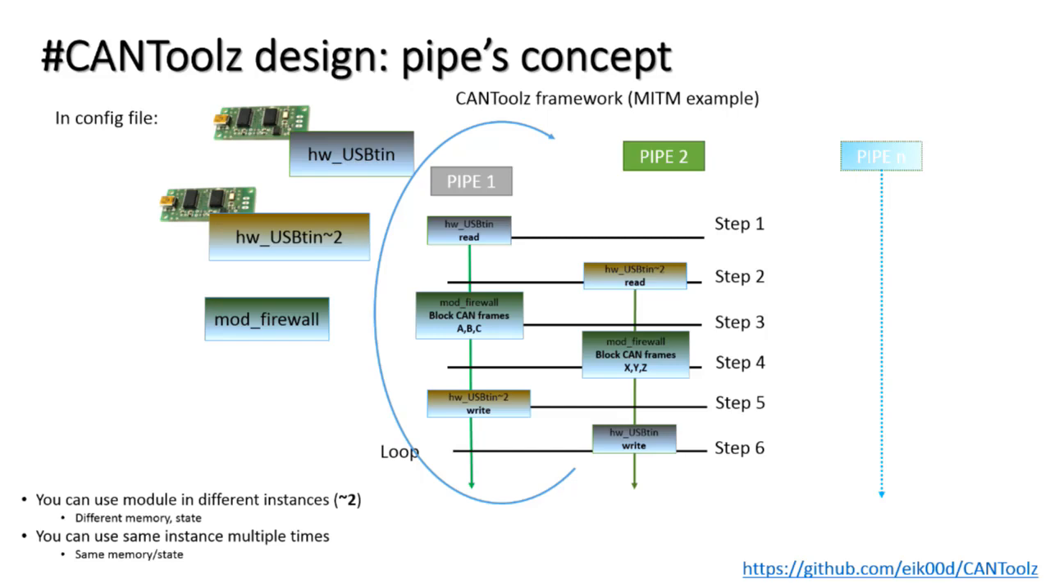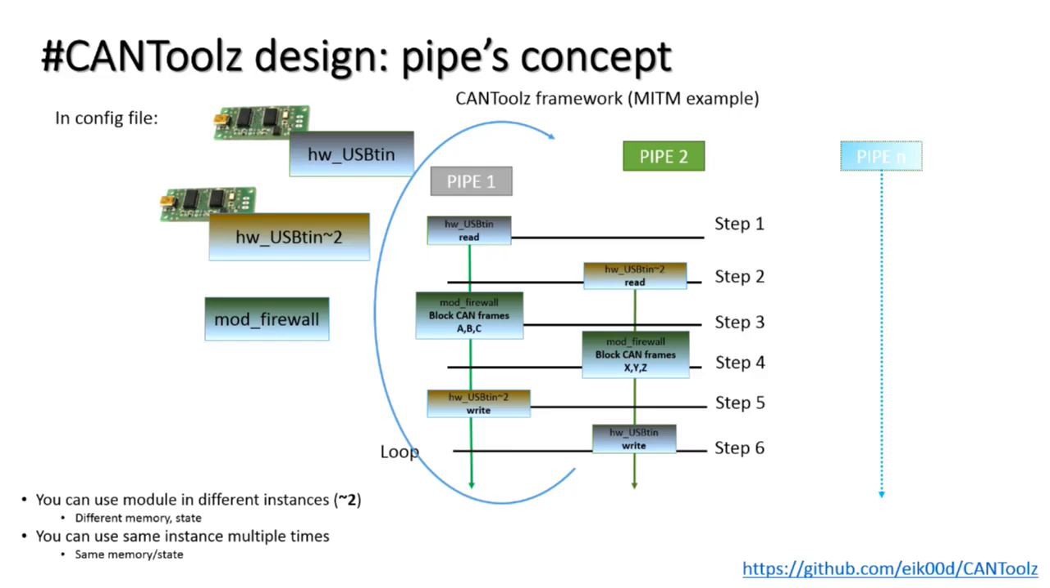So for me, this is an example of man in the middle with a firewall. In this case, CANToolz is acting as a firewall. I connect two devices to one wire and then cut the wire, connecting one end to one device and the other end to the other device. So all traffic goes through CANToolz, and I could block any messages I want and see what happens.